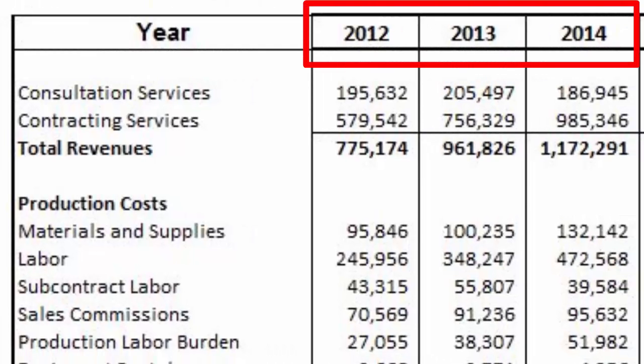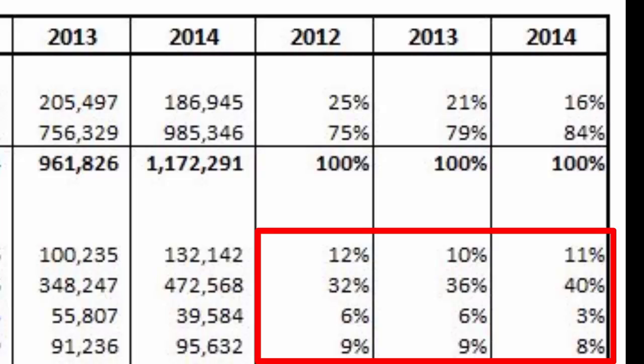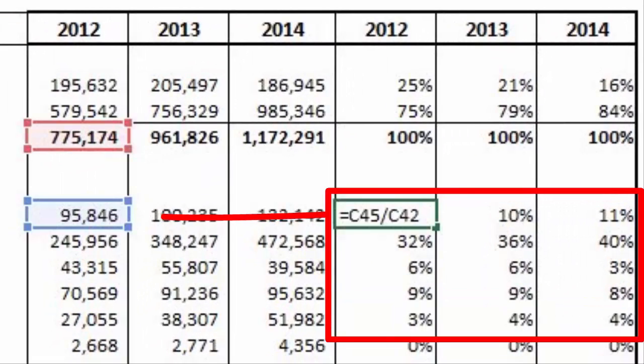Export your last 3 year-end P&Ls to Excel and copy and paste them side by side just like this. Then, off to the right, create another 3 columns for each expense as a percent of revenues, which you get by dividing each expense line by that year's total revenues.